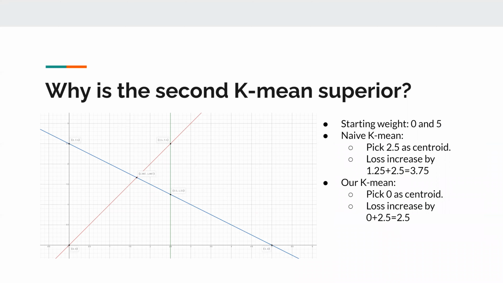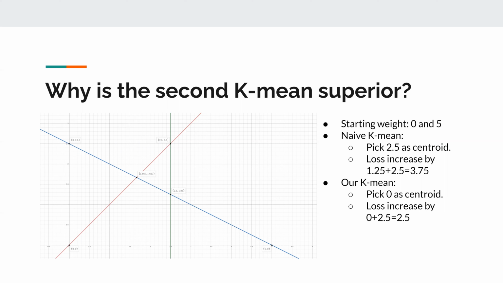Now let's look at a toy example to understand why the second k-means method is superior. In this graph, the red line represents the relationship of the loss value with respect to weight number one, and the blue line represents the relation of the loss value with weight number two. The x-axis represents the weight value, while the y-axis represents the loss value. Assume that weight number one equals 0 and weight number two equals 5 in the network.